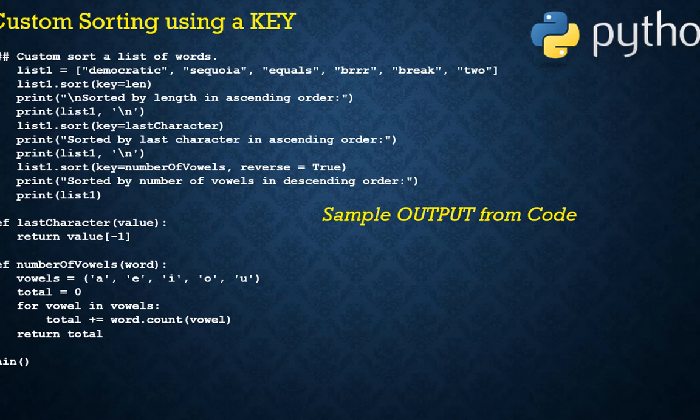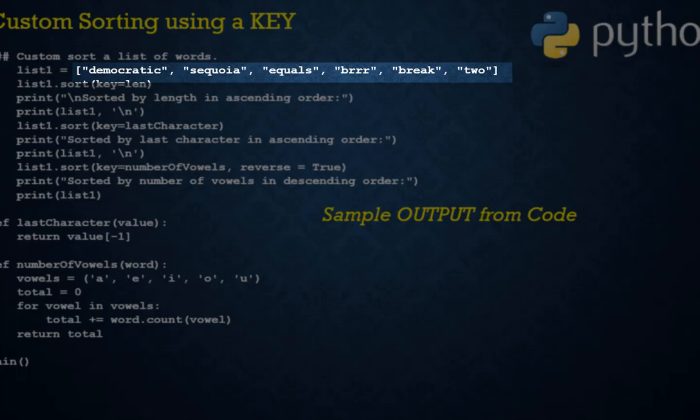first democratic, then Sequoia, then equals, burr, break, and to, we will sort that list of words based on whichever one has the greatest number of vowels, down to whichever word has the least number of vowels. Looking at our list, we see that Sequoia has 5 vowels, so that should come first. Democratic has 4 vowels and should be second. Equals has 3 vowels, so that should come third, followed by break with 2 vowels, the word to with 1 vowel, and burr, which has no vowels.